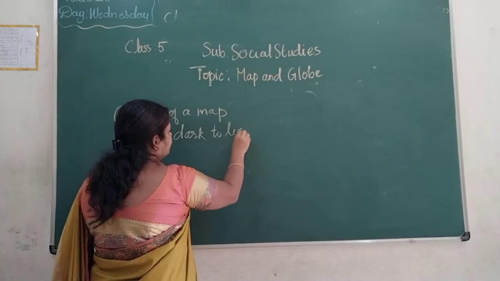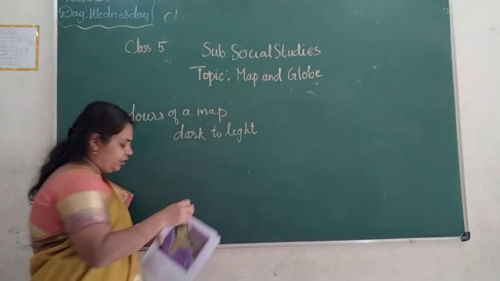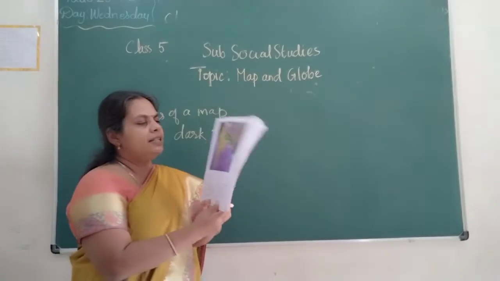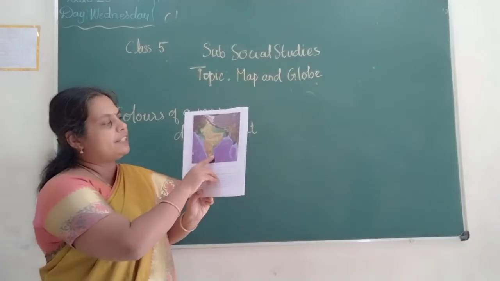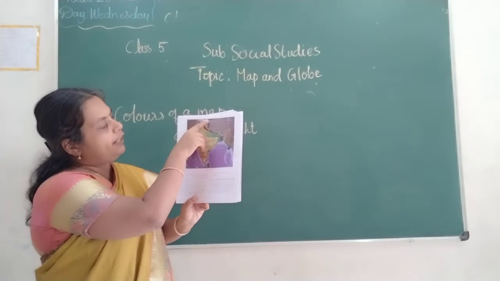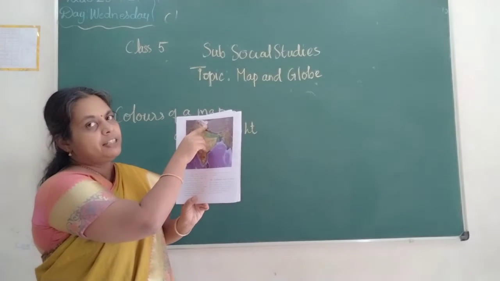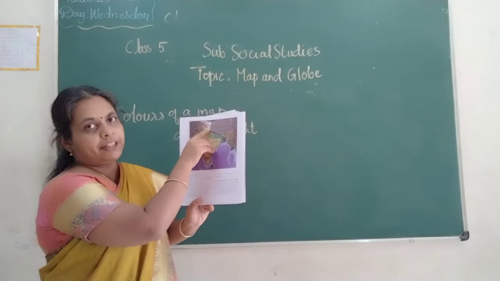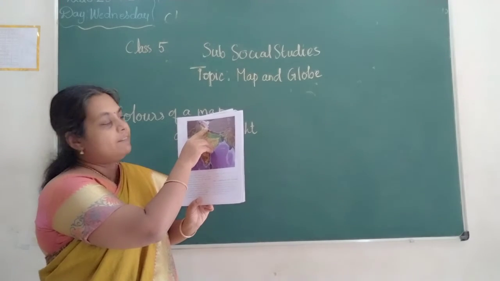So I will show you this physical map. You can see it in your textbook, page number 9. Observe here, children, this is a physical map. First, in the Jammu Kashmir region, you have white that mentions it. It is a snow-capped region. Snow is covered over there.